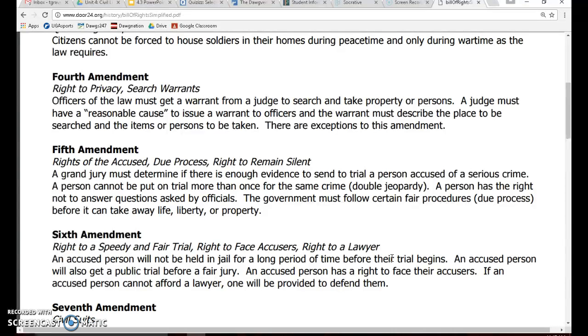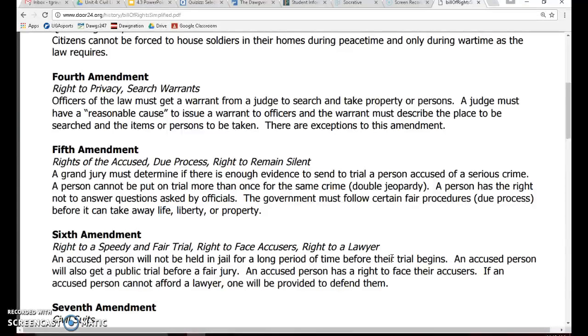Now, the Fifth Amendment is really the true due process amendment. It basically spells out the rights of the accused. Now, we all know the Miranda rights. If you get arrested, I hope you never get arrested, but if you do, they will tell you you have the right to remain silent. Anything you say can and will be used against you. That whole part is coming directly from the Fifth Amendment. So technically what it says is that you have the right against self-incrimination.